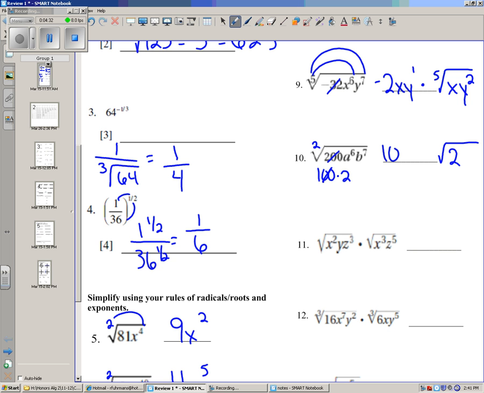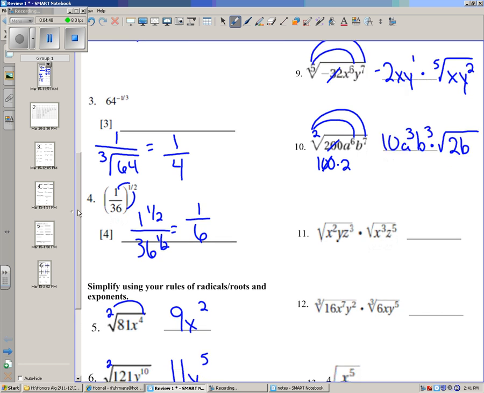As far as the exponents, 2 goes into 6 3 times, so that all can come out, and 2 can go into 7 also 3 times. But then I'm going to have a b to the first power left over. There's number 10. Let's go to number 11.